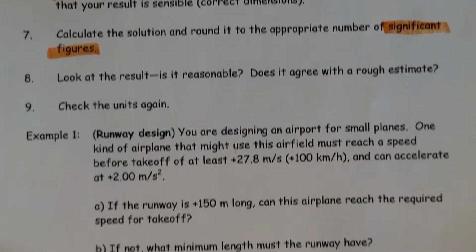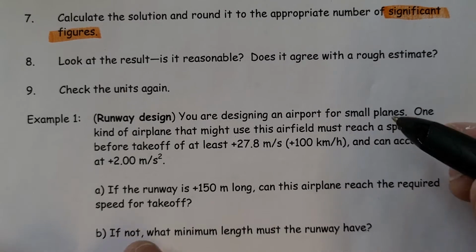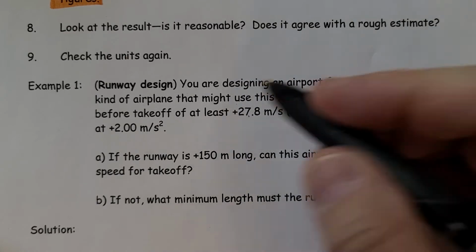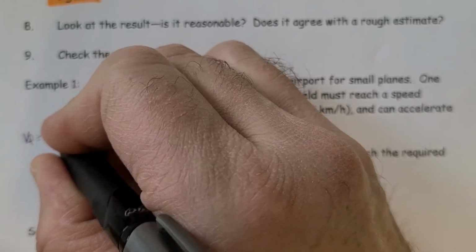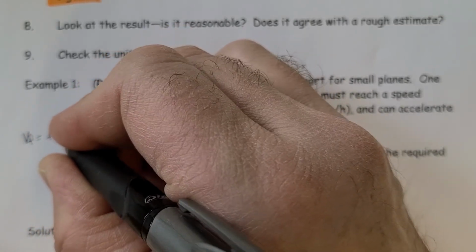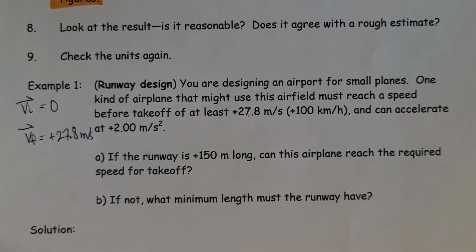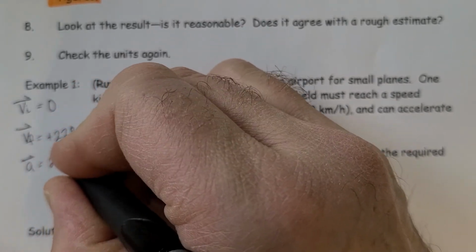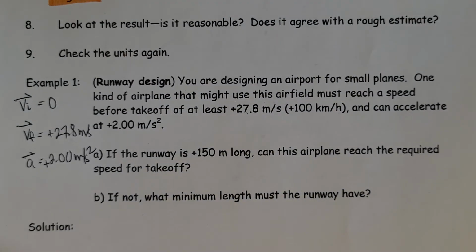So, runway design. You're designing a small airport for planes. One kind of airplane that you might use in this airfield must reach a speed before takeoff of 100 kilometers per hour, or 27.8 meters per second. So that's the takeoff speed. That is the final velocity that the plane must acquire. And that means that you're doing that from when you're at rest. So we know VI is 0, VF is 27.8, and the acceleration of the plane, we're told, is 2.00 meters per second squared. So it increases by 2 meters per second every second.